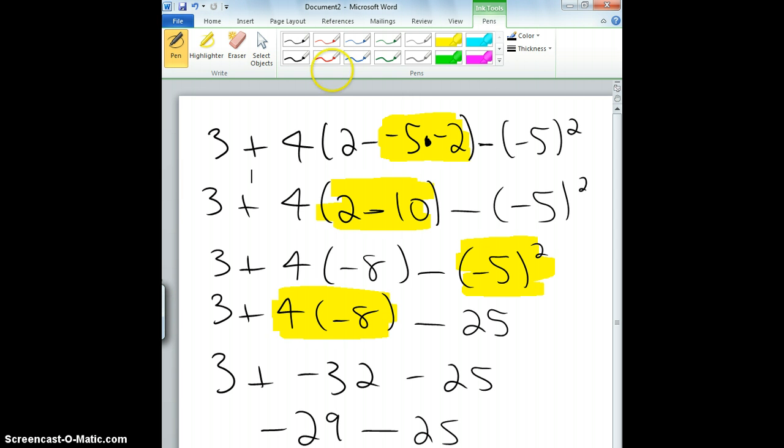And again, if you need to add the opposite, you can change this to adding debt. Or some teachers teach keep change. But regardless, you'll end up $54 in debt.